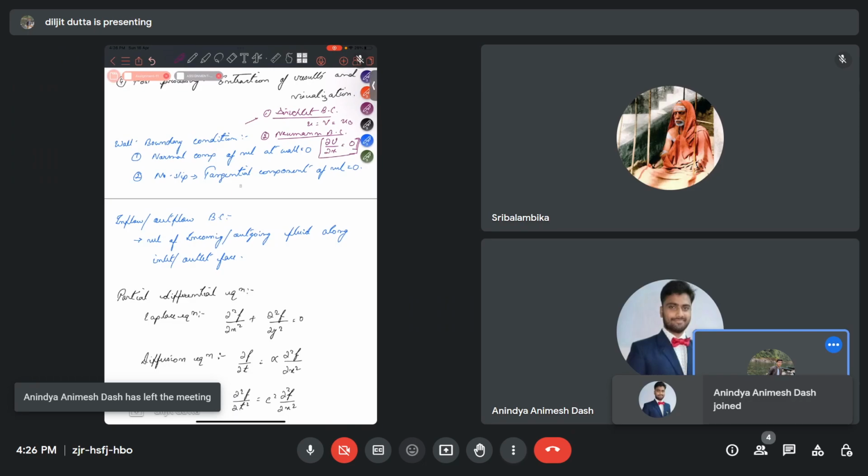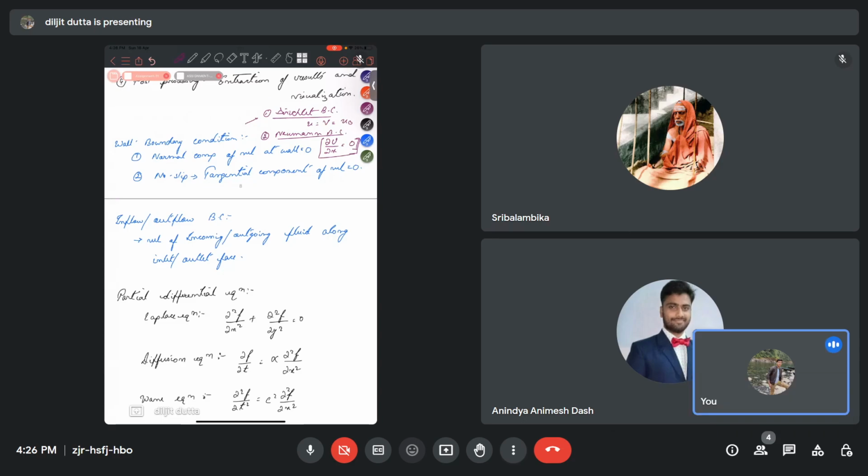Now when we are dealing with a flow through an open channel, the flow will also have a wall. So at the wall there are two boundary conditions. One is the normal component of velocity at the wall is equal to 0, since there cannot be any flow component in the direction normal to the wall. And secondly, the no slip condition. In no slip, the wall cannot move, so the tangential component of velocity at the wall will also be 0. So this is the wall boundary condition.